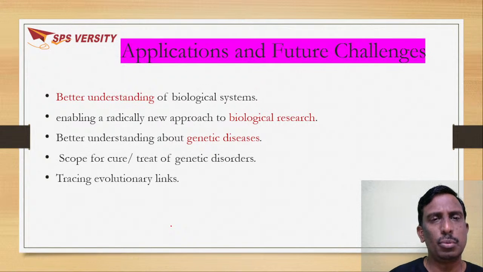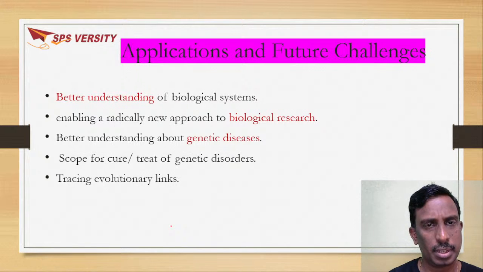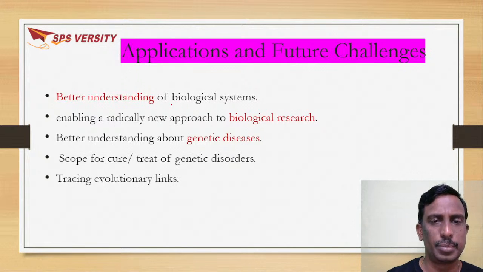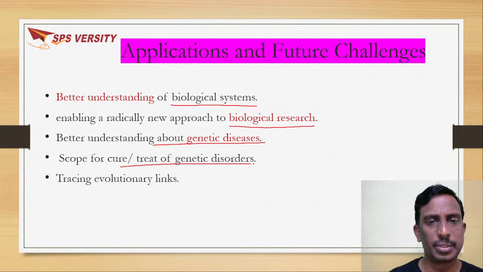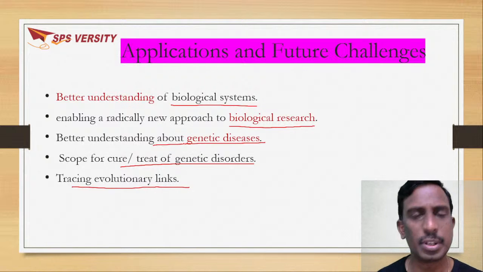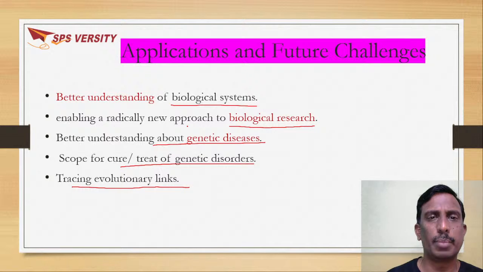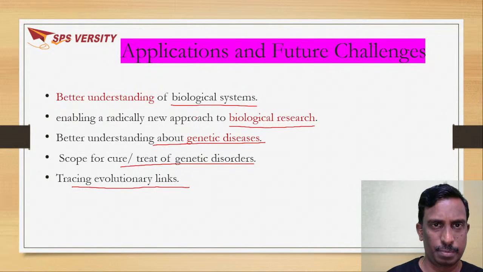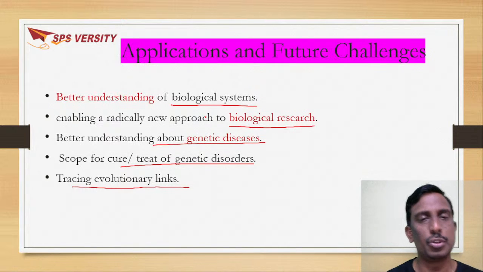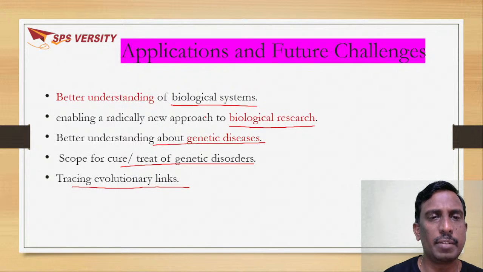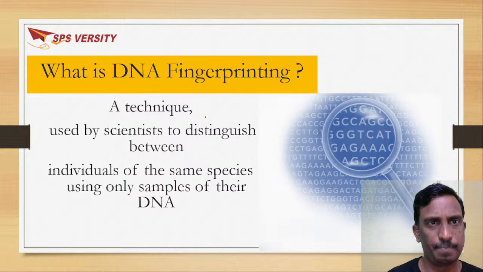So what will we do with this? What are the applications? What are the challenges faced by this human genome? They are a better understanding of biological systems and a new approach to biological research, understanding genetic diseases and curing genetic disorders, and tracing evolutionary links. A lot of evolutionary links are still unknown. They can be traced by the Human Genome Project. So the Human Genome Project plays an important role not only in the field of medicine but also in the field of evolution. And it helps us understand the various biological systems which surround us. So that's how the Human Genome Project will help us.